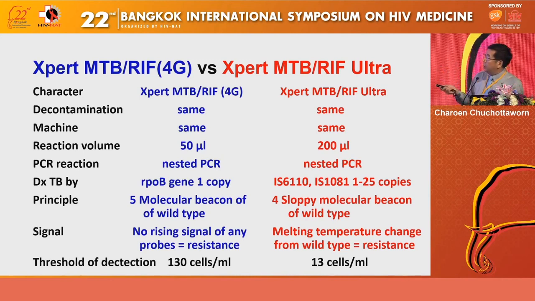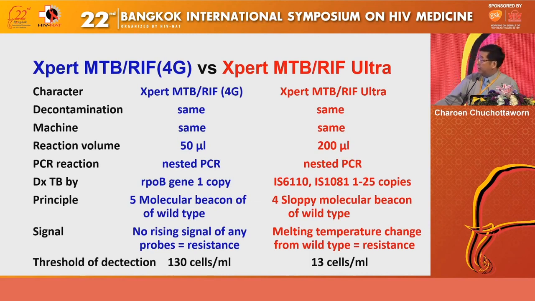With this development, we can reduce the threshold of detection of the test down to 13 cells, 10 times more sensitive than the fourth generation. So if it's 13 cells per mL, the clinical implication is that if you can get a good sputum specimen or clinical specimen, and you have an Xpert Ultra negative, it's unlikely to be culture positive or to be TB in the patient.